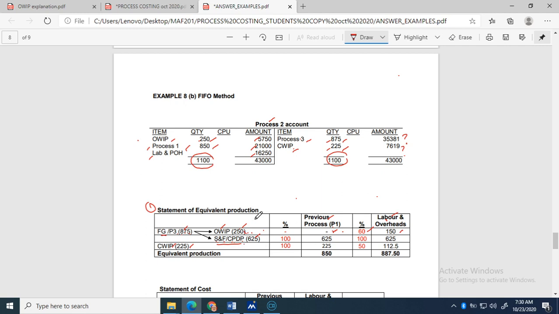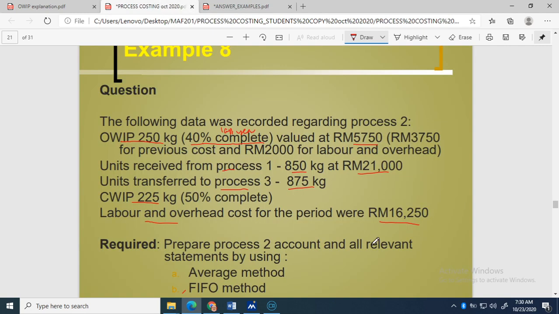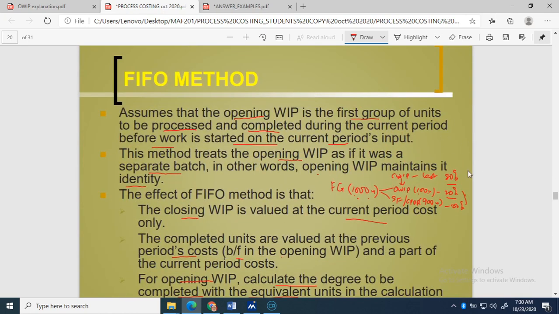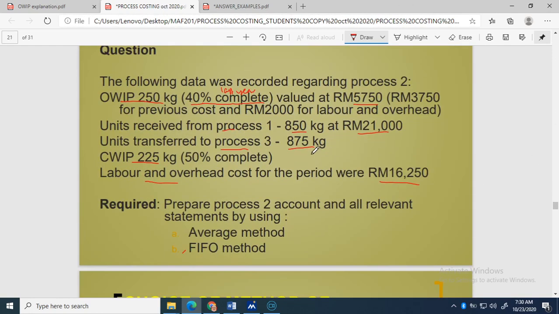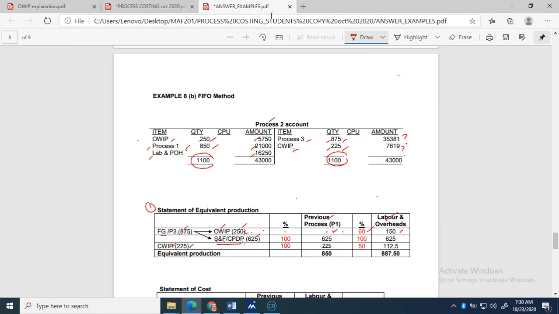How about started and finished? Started this period, finished also this period. So started and finished should be 100%. That's why it is 100% for previous process, 100% for labor and overhead. 625, 625.